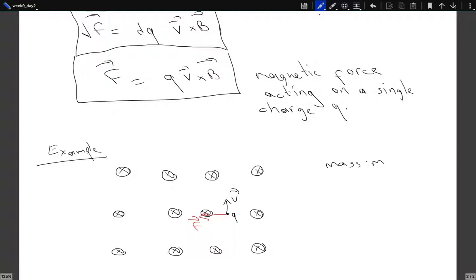Okay, so as the charge is moving upwards, it has an acceleration towards the left. So its velocity vector will rotate. After some time, my charge will be somewhere over here. This will be the direction of the velocity vector now. What will be the direction of the force? Well, V cross B. Now the force is also rotated.